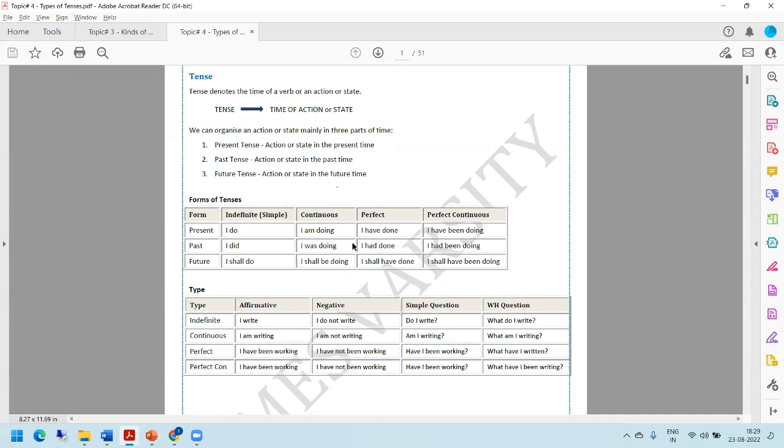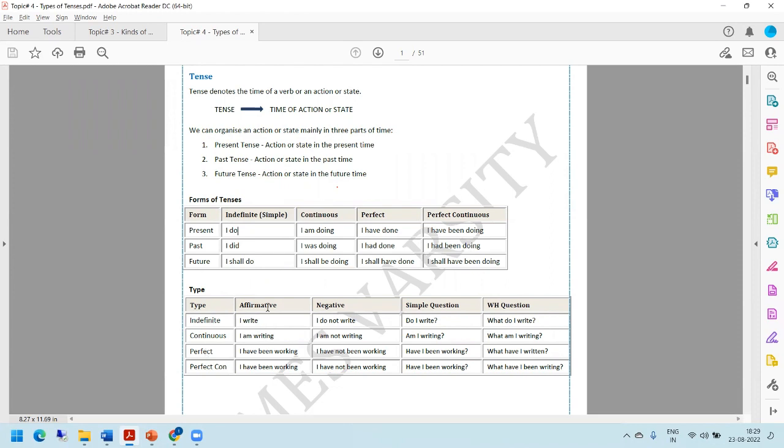Similarly, past and future are there. In the forms, affirmative and negative are also there. Like in indefinite affirmative, for example, I write. Negative, I don't write. Simple question, do I write? WH question, what do I write? In case of continuous affirmative, I am writing. Negative, I am not writing. Simple question, am I writing? WH question, what am I writing?